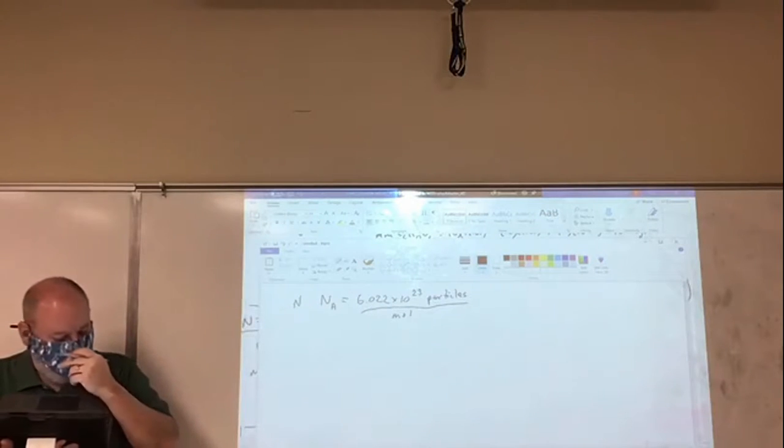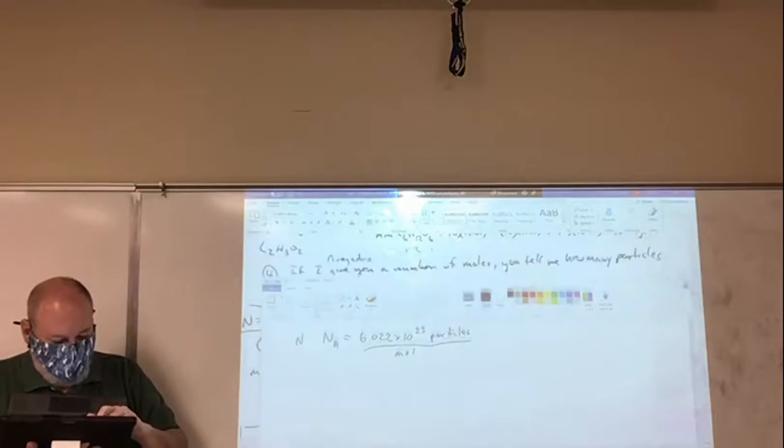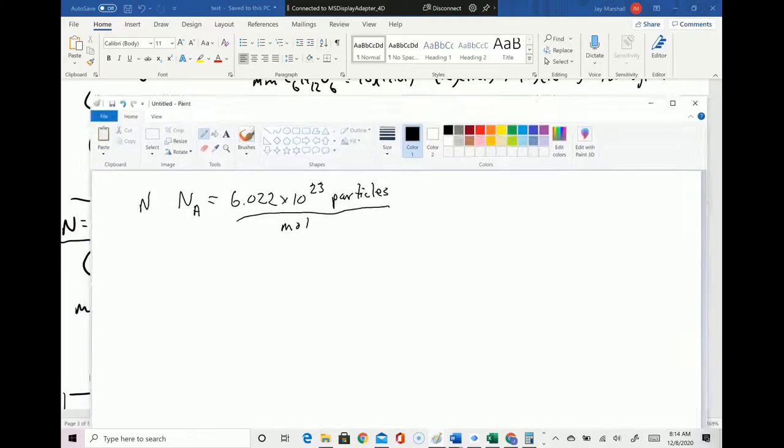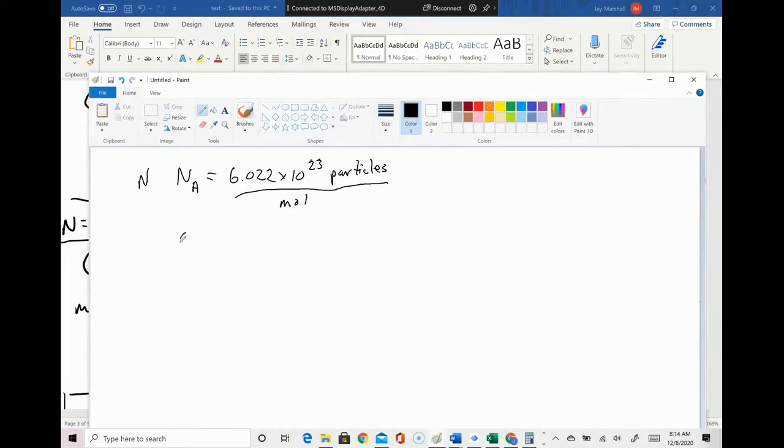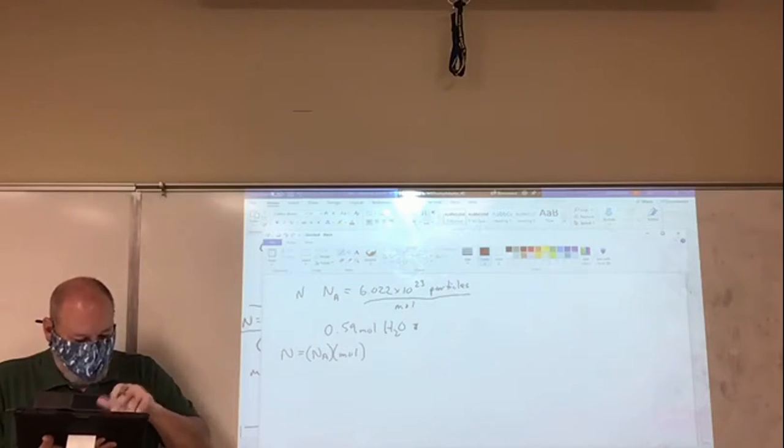And what I need you to be able to do is, if I give you a certain number of moles, you tell me the number of particles. So if I gave you 0.59 moles of water, and again, this is written out for you, so you don't really need to write it out again, but you can take notes. I need you to show me a formula. The formula you're going to need to show me is the number of particles equals Avogadro's number times the number of moles.